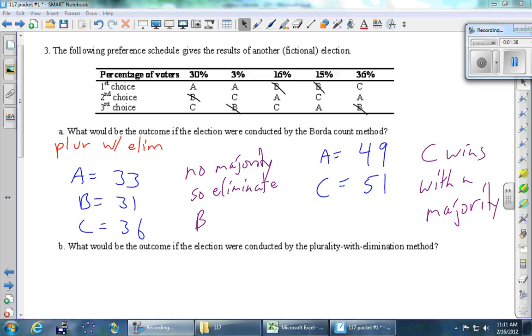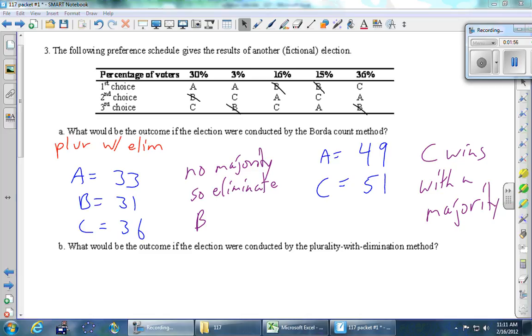So I've written here, just so I could see, the table above. But this is the plurality with elimination. If you see the word plurality, what kind of votes are you counting? First place. That's what plurality means. You count the first place votes. It turns out if we were just doing plurality, C would win. That would be the end of the game.